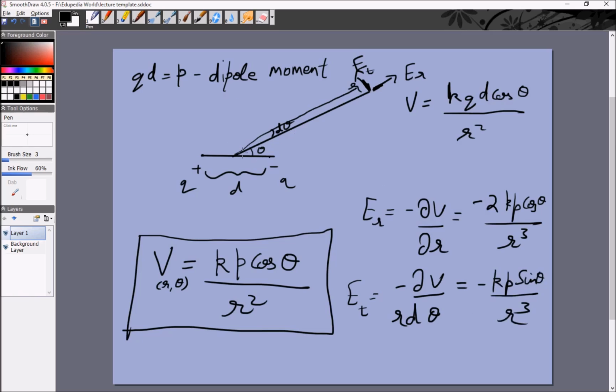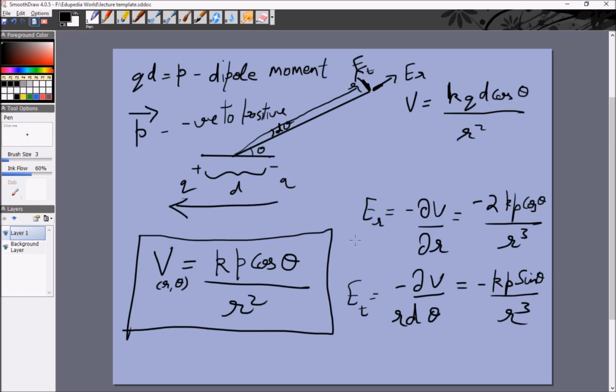So for any dipole, given any r and theta, we've been able to calculate the potential, that is k p cos theta by r square, and using this potential we've been able to calculate the electric fields. The radial one is minus 2 k p cos theta by r cube, and the tangential one is minus k p sin theta by r cube. Now a couple of other important things. One, the dipole moment is generally taken to be a vector whose magnitude is qd and whose direction is from negative to positive. So if this is the dipole, then this will be the direction of the dipole moment, from negative to positive.